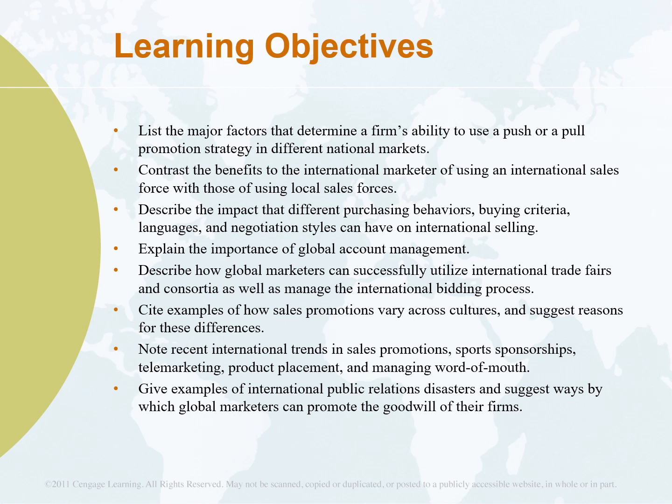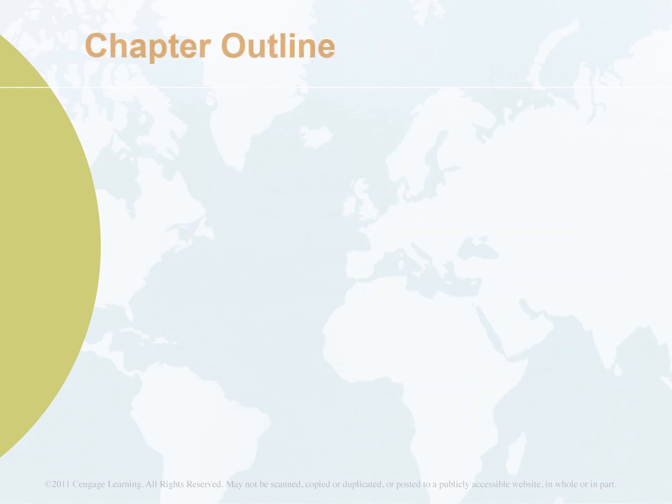Note the recent international trends in sales promotions, sports sponsorships, telemarketing, product placement, and managing word of mouth promotion. Give examples of international public relations disasters and suggest ways by which global marketers can promote the goodwill of their companies. Okay? These are our learning objectives.